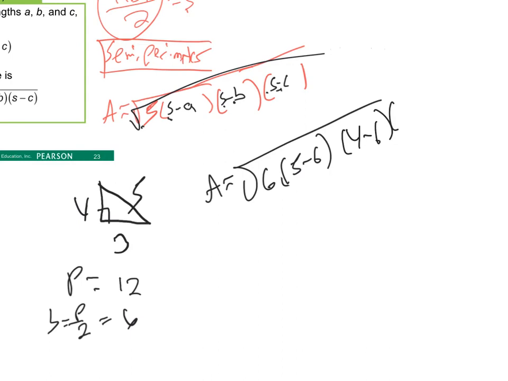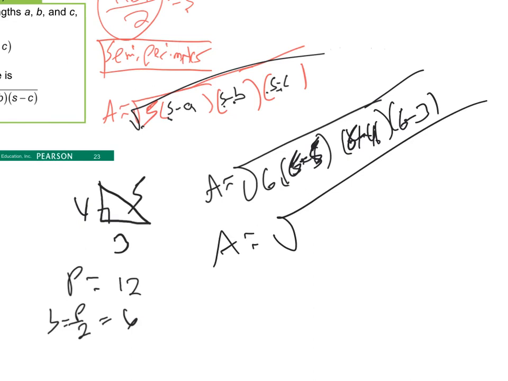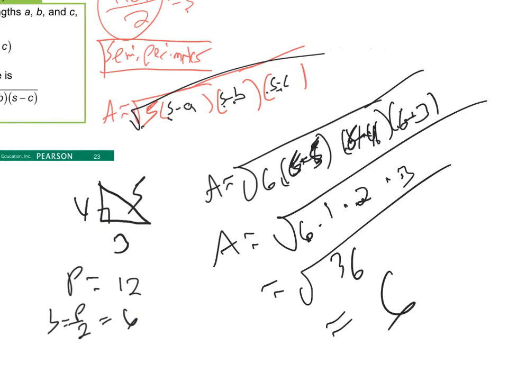Why am I doing 5 minus 6? It's S minus a. 6 minus 5. There you go. 6 minus 4. There you go. 6 minus 3. Okay. Area. How can I mess up something so simple? 6 times, well, again, 6 minus 5 is a 1. 6 minus 4 is a 2. 6 minus 3 is a 3. Square root of 6 times 2 times 3. 6 times 2 is 12. 12 times 3 is 36. The answer is 6. All right.